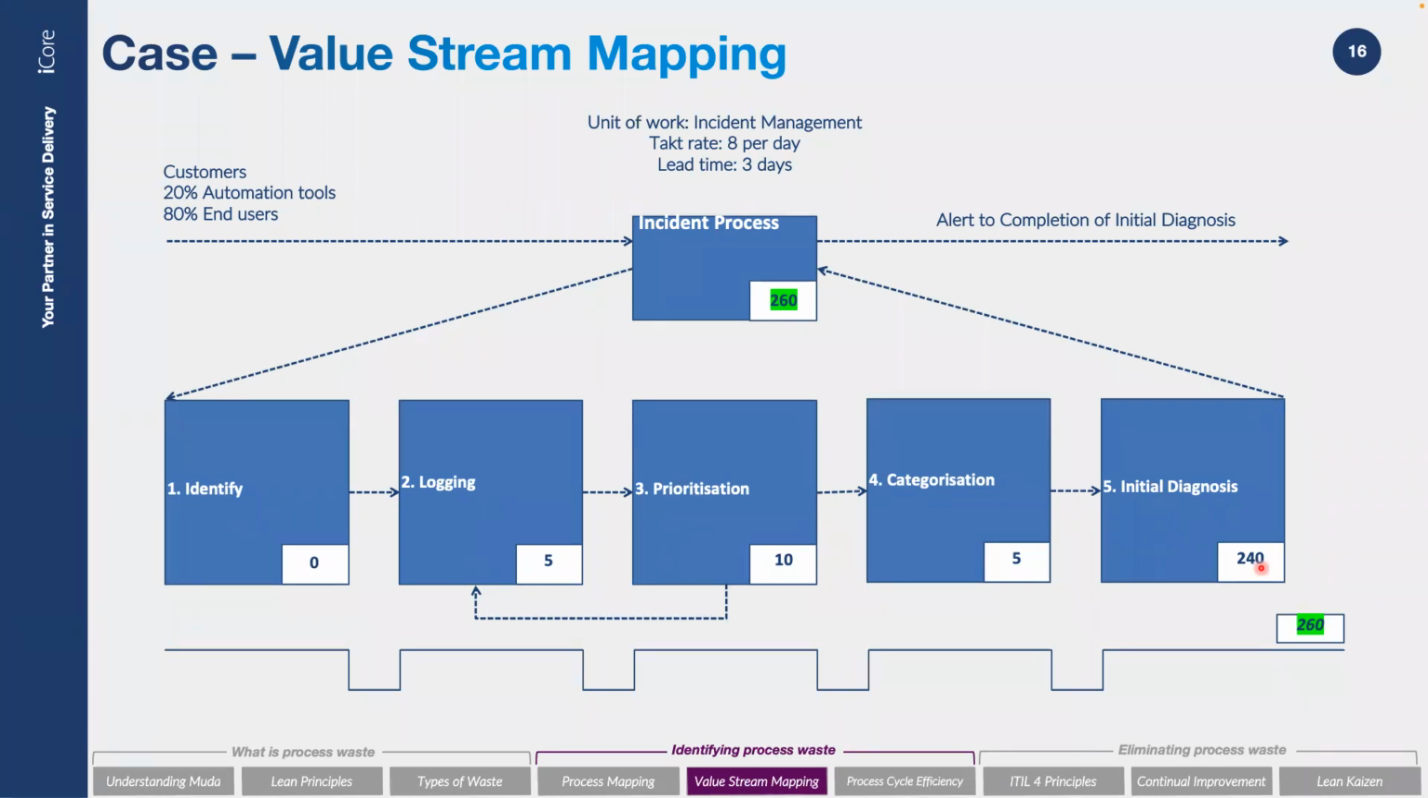So this is after viewing this. Okay, that looks pretty cool. Zero. Hang on a minute. We've got a 2-hour wait between identify and logging. That's interesting. There's a gap here: 10 minutes it should take to prioritize. Why is it actually taking 75? Categorization and so on. So we start looking at these numbers and we find out that actually it should take 260 minutes, but it's actually taking 2,667 minutes. Oh, wow.